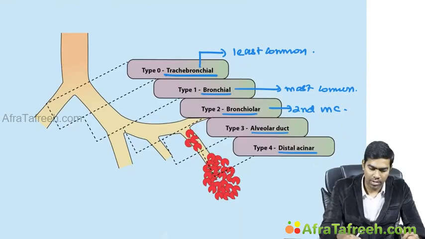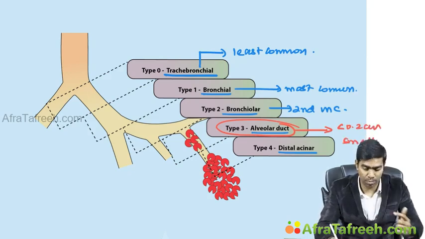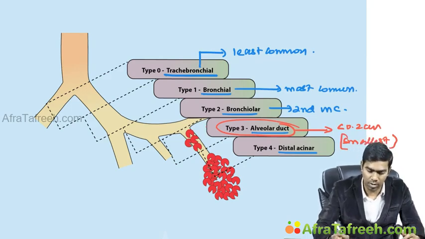If they ask you which one is going to produce the smallest cyst, that's a very common question in the exam. That is type 3, alveolar duct. This is what is going to form a cyst of less than 0.2 centimeter, which is the smallest ever cyst formed by a CPAM. So this also is a very important question: smallest cyst.